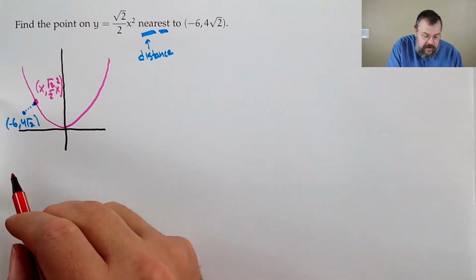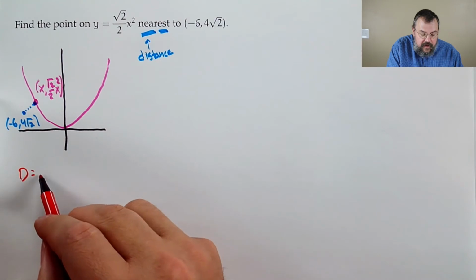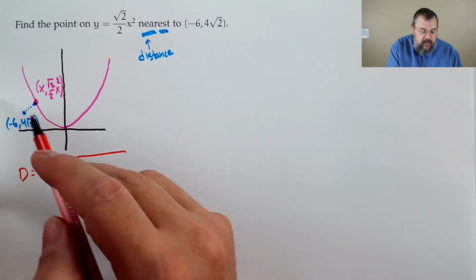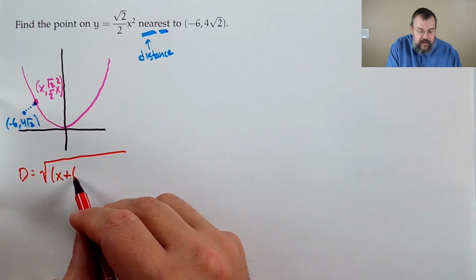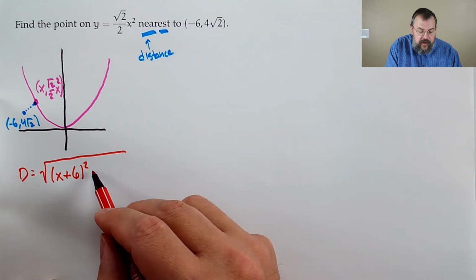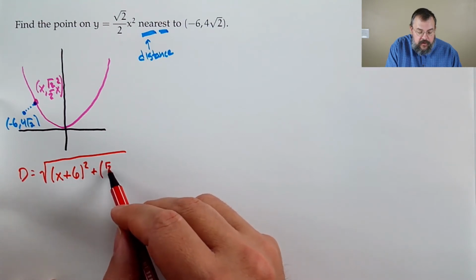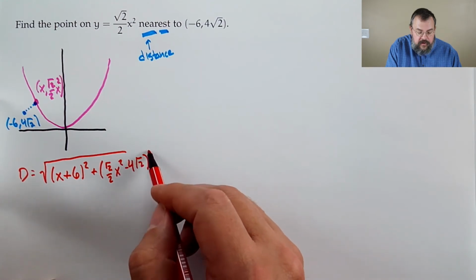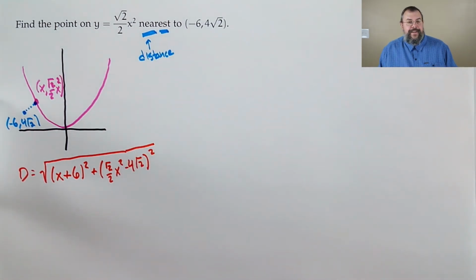So our distance is the square root of, we take x minus minus 6, so that's x plus 6 squared, plus root 2 over 2 x squared minus 4 root 2 squared. All right, there's what we have. Okay, good. Now, good news, it's a function of a single variable, so woohoo, good for us. Let's clean it up a little bit.